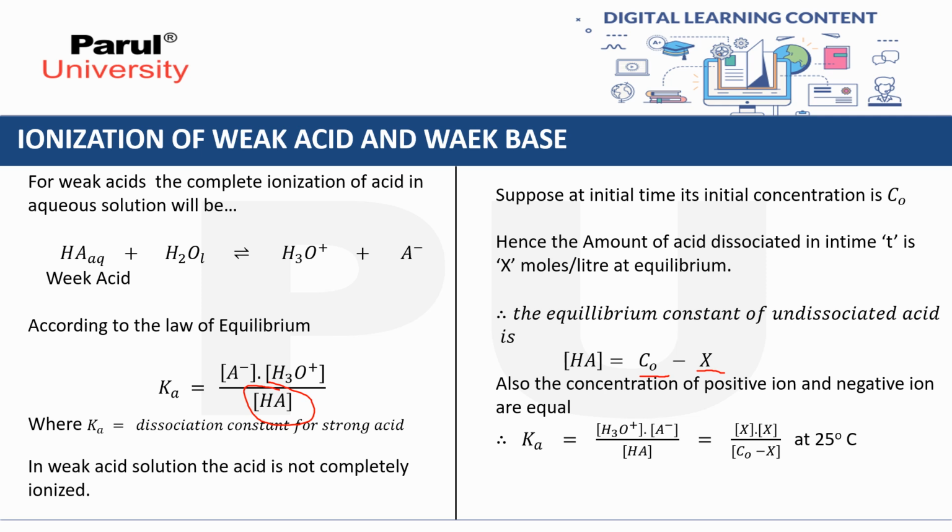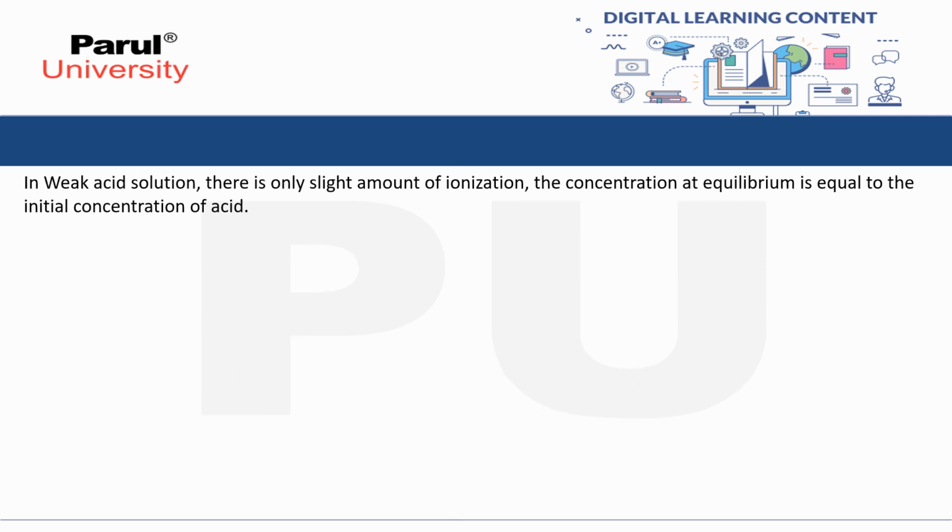Therefore, the dissociation constant for weak acid is equal to the concentration of H3O plus into A minus upon the concentration of HA, which will be again equal to, substituting the ions with their concentrations, the concentration of H3O plus is X, and the concentration of A minus is also X, and the concentration of the starting material, the reactant, is C0 minus X at 25 centigrade. In a weak acid solution, there is only a slight amount of ionization, and the concentration at equilibrium is equal to the initial concentration of the acid.